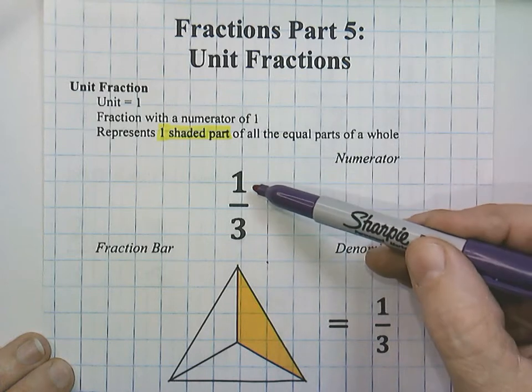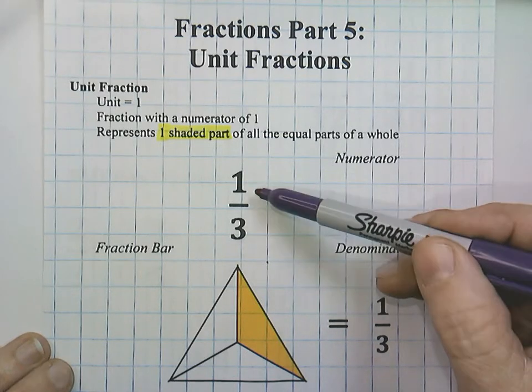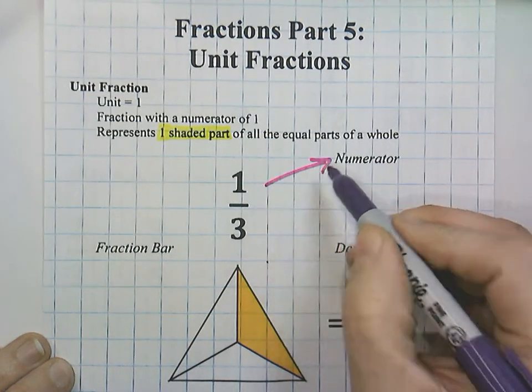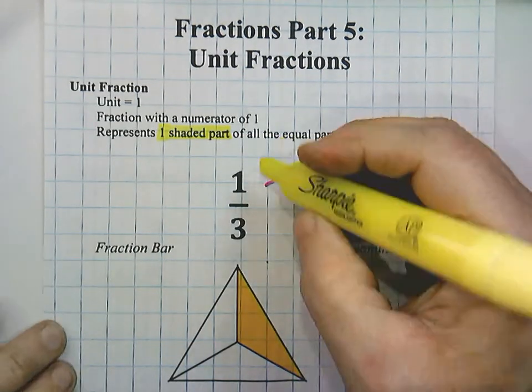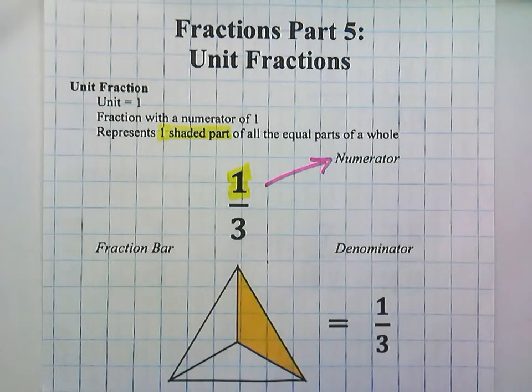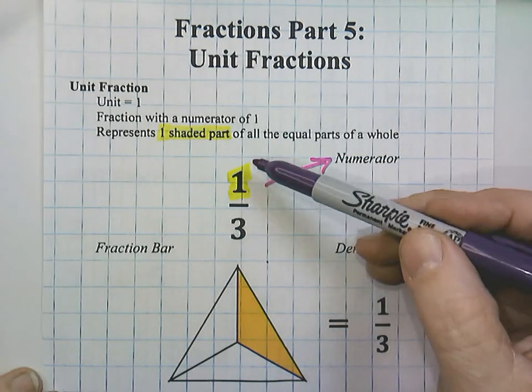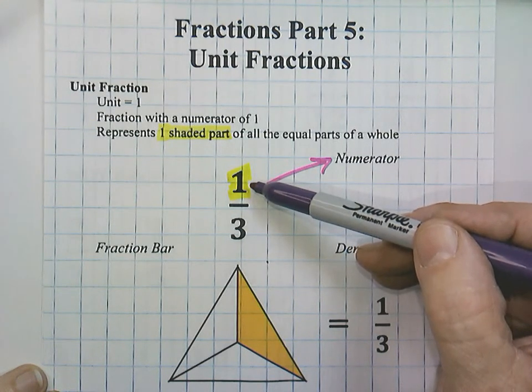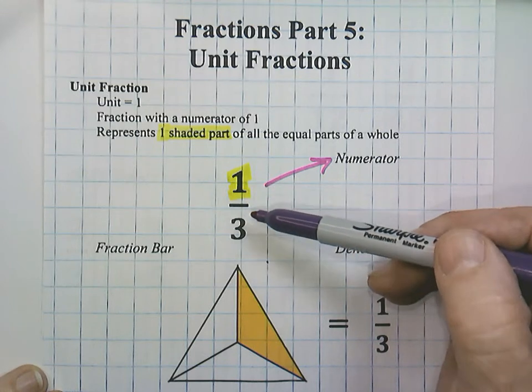So for example, in our fraction here, 1/3, our numerator is 1. I'm going to highlight that. And this is what we mean when we say a unit fraction. The top number is 1, and a unit fraction is a fraction that has a numerator of 1.